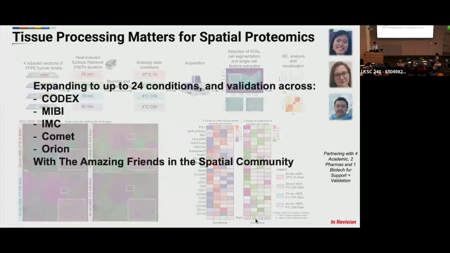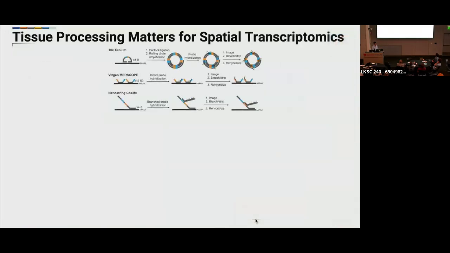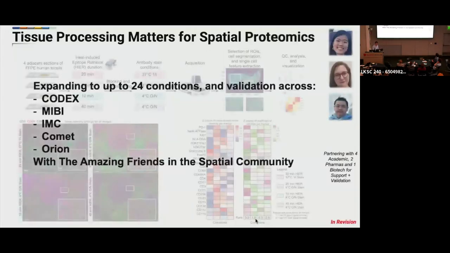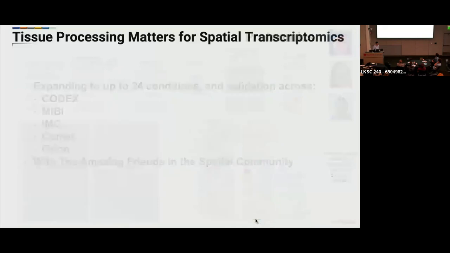Okay, so now we're really expanding this up to 24 conditions at the same time, validated across a number of different platforms. Thank you. A lot of you in the room are supporting this together. So we really hope that this will be something for the community that we can use to systematically evaluate what exactly are some of the retrieval and staining conditions. And honestly, this is what it is, right? Because retrieval and staining are just reverse cross-linking and KD of antibodies.